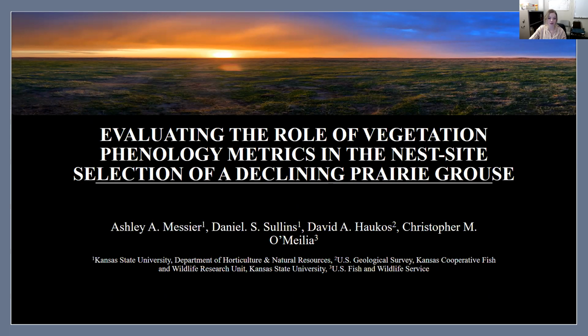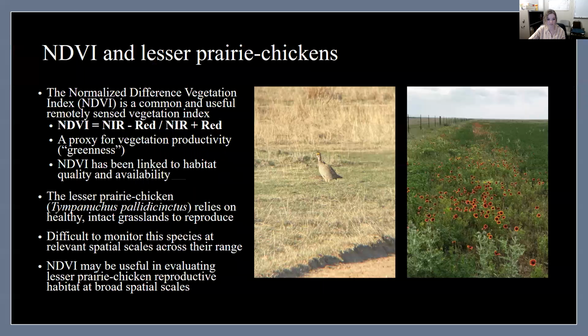My name is Ashley Messier, and today I will be discussing the role of vegetation phenology metrics in the nest site selection of a declining prairie grouse, the lesser prairie chicken. Vegetation phenology metrics give us information about the growing patterns of living vegetation in a given season. So, for example, this could be the start and end of the growing season, the duration of the growing season, among many others. Now, all of these metrics are derived from the Normalized Difference Vegetation Index, or NDVI.